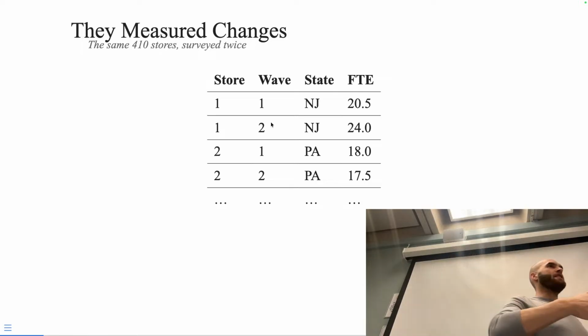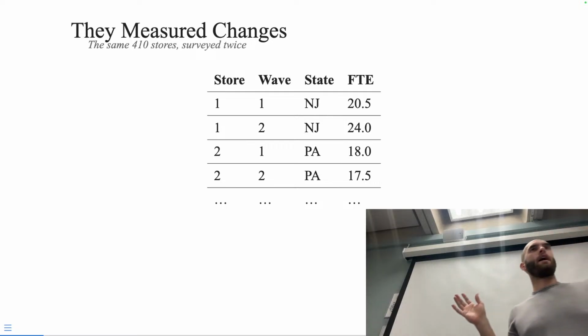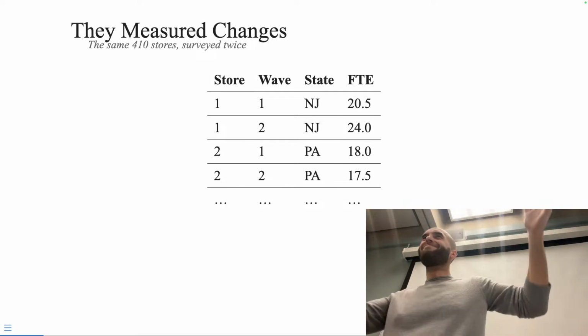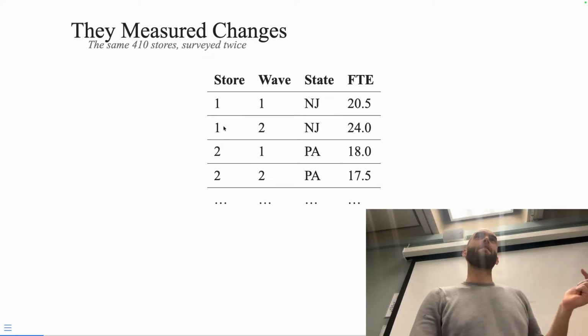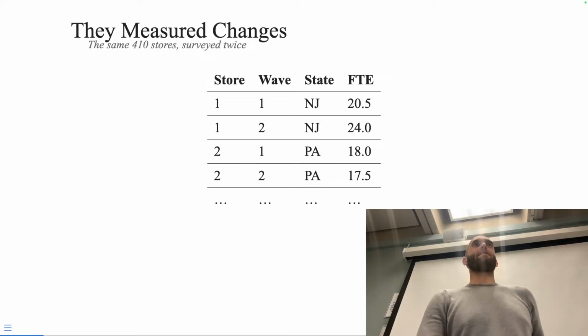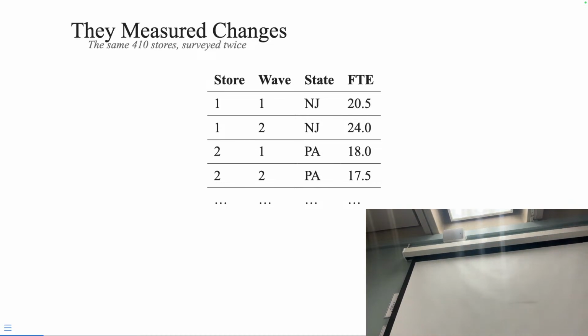So we have many entities showing up at 2 time periods, which tells us a couple of things. One, this is not cross-sectional. We have 2 time periods, and that means this is not cross-sectional data. Store shows up multiple times. It's also not time series, because here we have many entities. We have multiple time periods, wave 1 and wave 2, but we have many stores, so store 1 and store 2. So what this means, this is neither time series nor cross-sectional data.